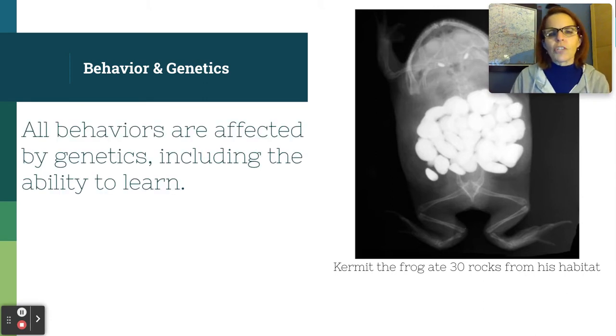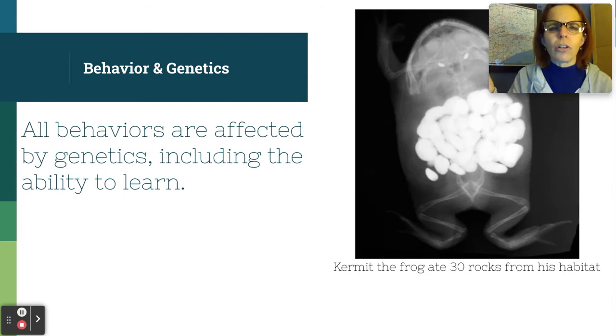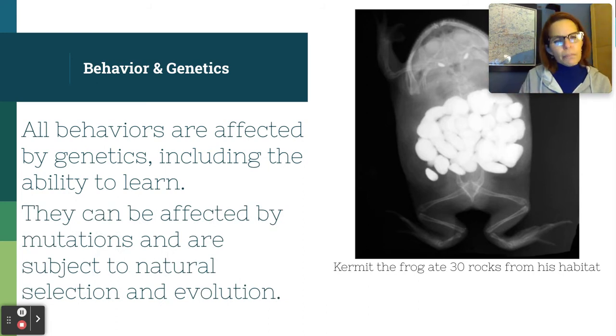So the first one's behavior and genetics. All behaviors are affected by genetics, including the ability to learn. So even when we were talking about the fixed action patterns and the innate, we were saying, oh, that's all genetics. All of it is genetics. There's genetics involved in everything. So even just being able to learn something has some genetics, but they can be affected by mutations and are subject to natural selection and evolution.